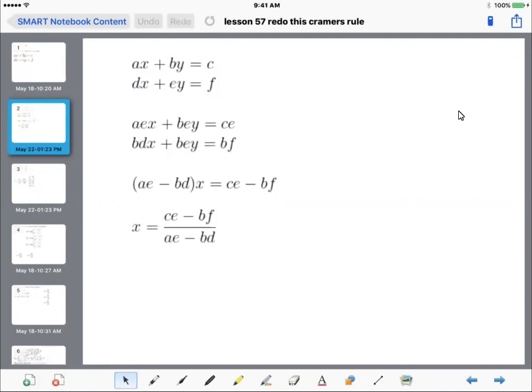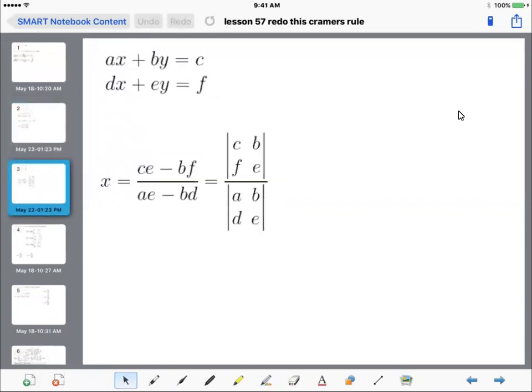They look like a determinant. Determinant of a 2x2 matrix, and they actually are. Take a look here, I went one step further. That CE minus BF is the determinant of the matrix [C B; F E], and AE minus BD is the determinant of [A B; D E].